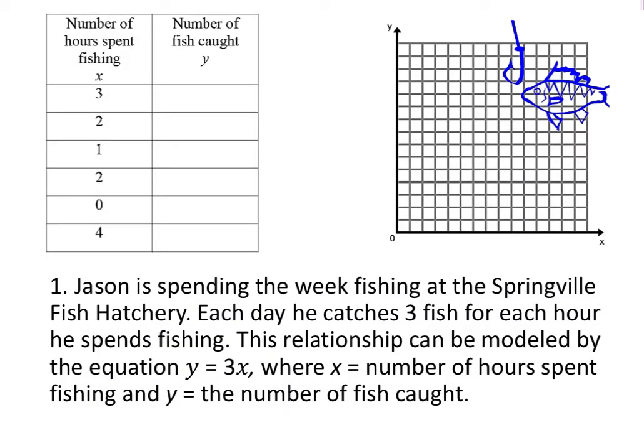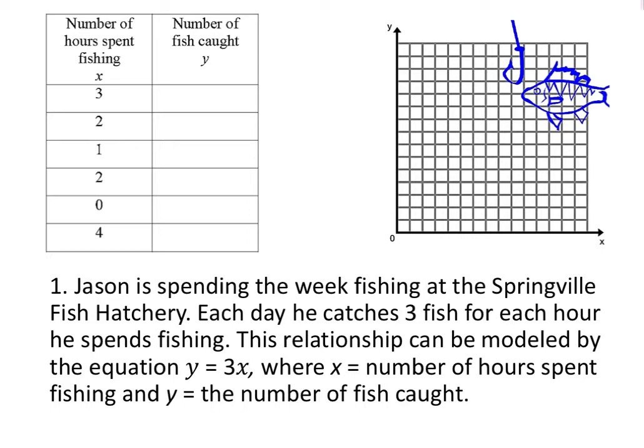So Jason is spending the week fishing at the Springfield Fish Hatchery. Each day he catches 3 fish for each hour he spends fishing. This relationship can be modeled by the equation y equals 3x, where x equals the number of hours spent fishing and y equals the number of fish caught. Yeah, I don't know who actually fishes at a fish hatchery. It seems kind of jacked up, but apparently you can catch only 3 fish per hour fishing there, okay?